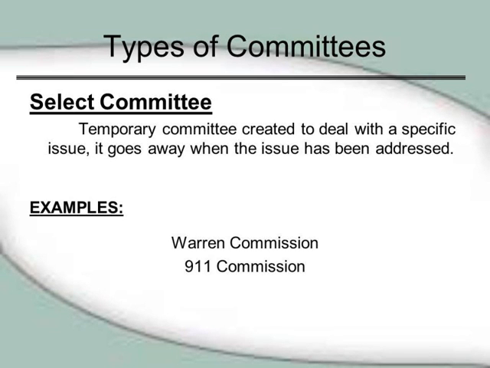Sometimes the House will have an issue that they have to deal with, and they'll create a select committee. The House will deal with their issue, and after that issue is addressed, that committee will go away. Select committees don't have to be joint. They can be a House Select Committee or a Senate Select Committee.